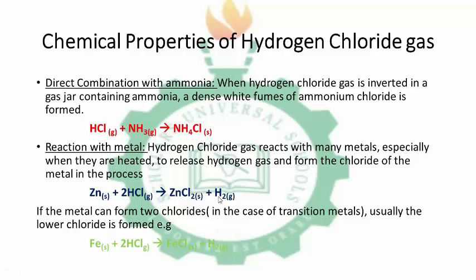Please take note that only the metals that are more electropositive than hydrogen would react with hydrogen chloride gas to liberate hydrogen gas. Please let's take note of that. If the metal can form two chlorides, for example in the case of transition metals like iron, copper, nickel, and the rest of the transition series, usually the lower chloride is formed.